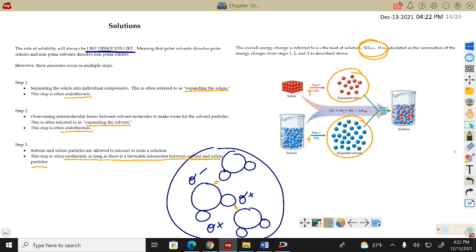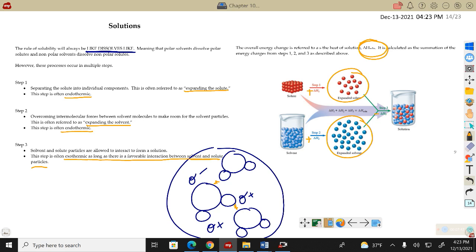Now, sometimes I dissolve a substance in water and it is noticeably exothermic. Well, then it must be step 3 that's dominant. Even though I had to add a little bit of energy to expand the solvent and solute, I must be getting so much more energy back when those particles interact with each other that if step 3 dominates, then this exothermic process could become larger than those two endothermic processes, and overall energy is released.